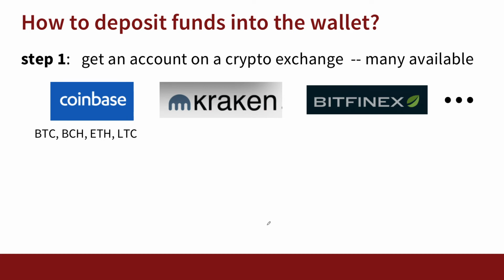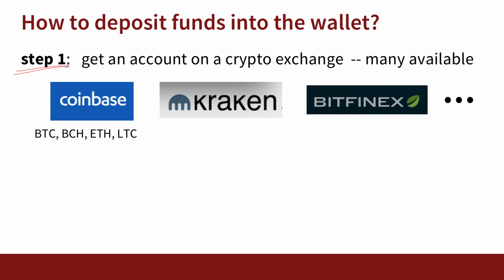So now we understand how to send funds from a particular address. The question is, how did the funds get into that address in the first place? How did the 1 Ether get into our wallet to begin with? How do we transfer funds into our wallet? Again, we follow 3 steps. The first step is we create an account with one of the crypto exchanges. There are lots and lots of crypto exchanges out there. I wrote a couple of well-known ones: Coinbase, Kraken, Bitfinex, but there are many, many more.